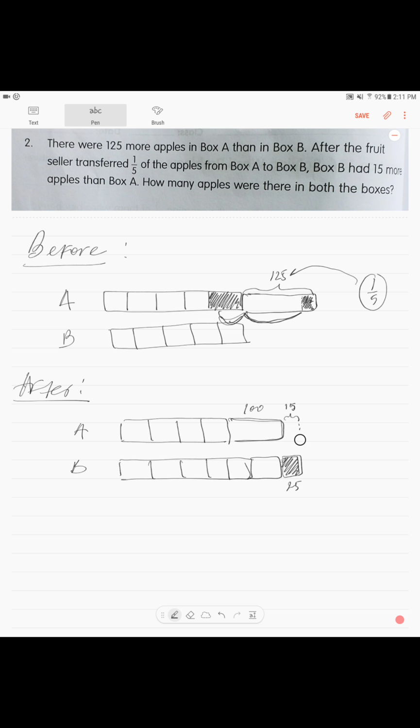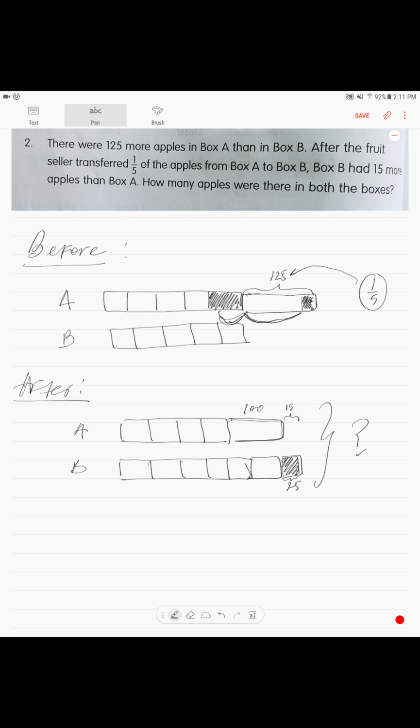And they would have the same, but they're not the same. Box B is 15 more, okay? This is it. This is your model. It's 25. And they're asking us the question, right? How many apples total were in the box? So anyways, nothing changed, right? Okay, now we can work with that, right?